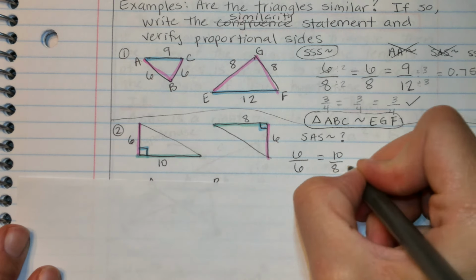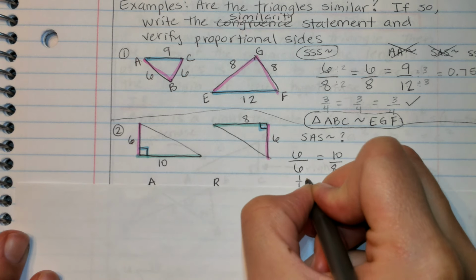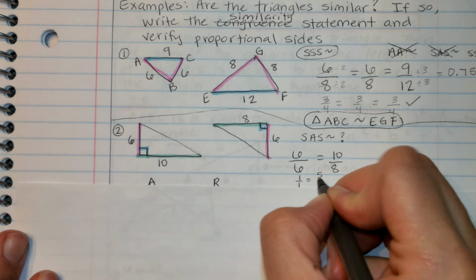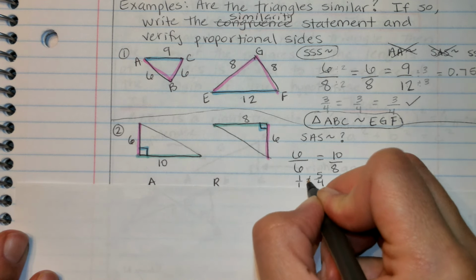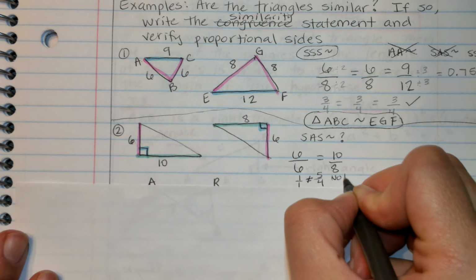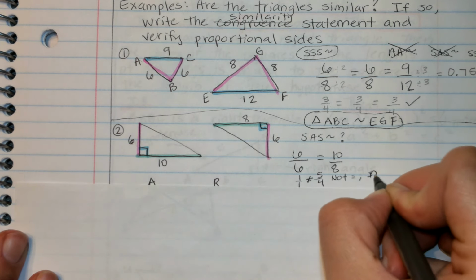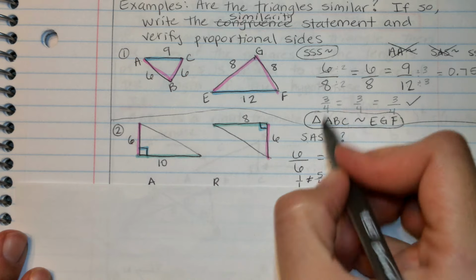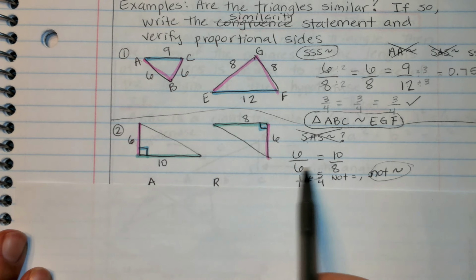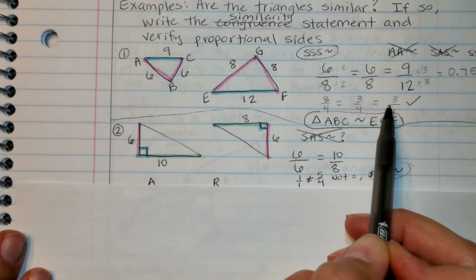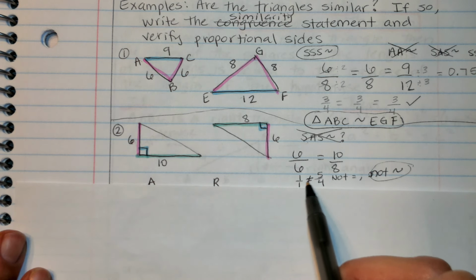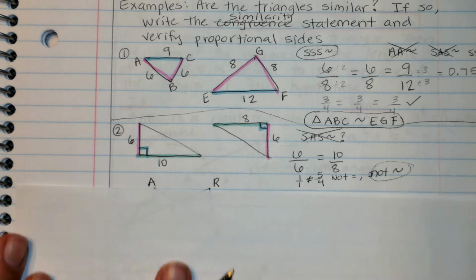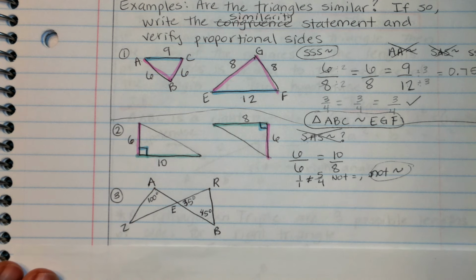But just to show you what you would do, 6 divided by 6, which is 1 over 1. 10 divided by 8, I would just reduce them. It would be 5 over 4 by dividing by 2. And they are not equal. Not equal, so not similar. So they're not similar at all. It's not side angle side. I would need it to be equal, like how it was up here, how we got 3/4, 3/4, 3/4. Here, 1 over 1 does not equal 5 over 4. So if you ever get something like that, it is not true. It is not similar. Okay, so moving on to the next one.